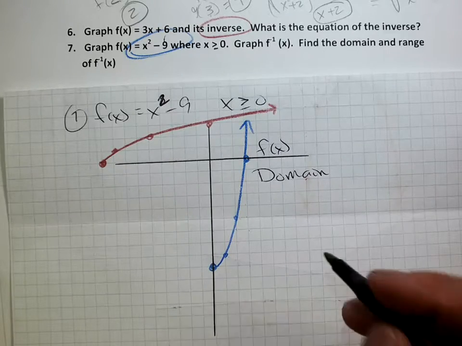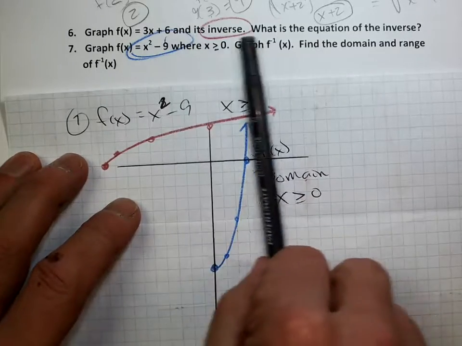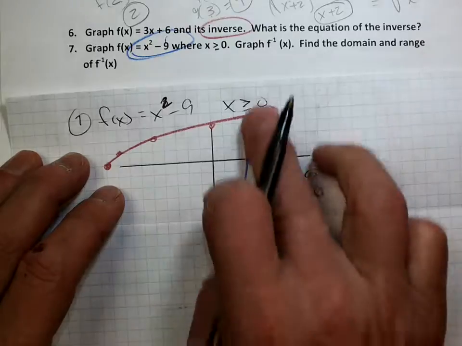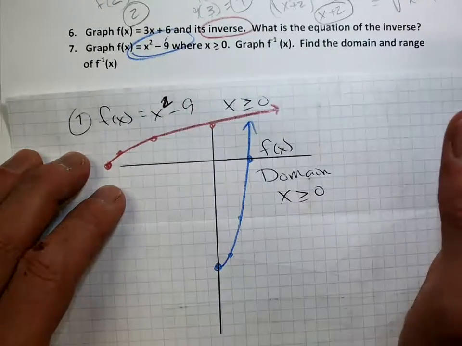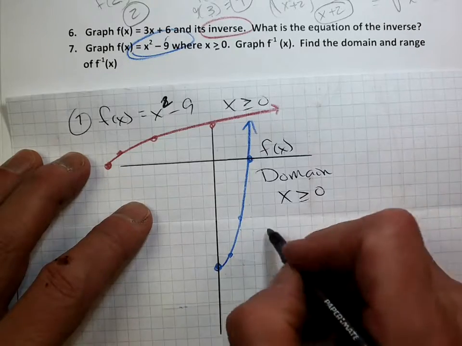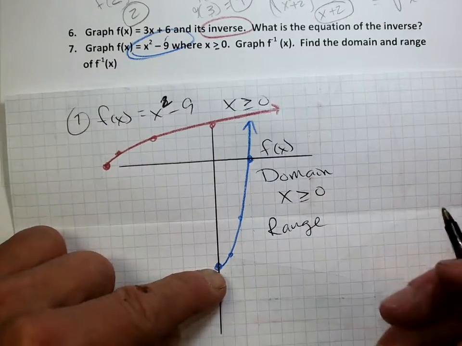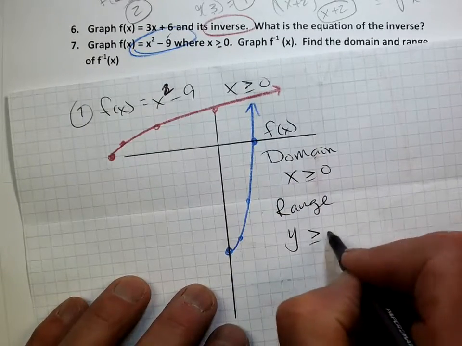The domain is simply going to be x is greater than or equal to 0, right? Starts at 0 and moves over. Don't mess with my domain, right? Even though it's going up, it's always moving over. Does that make sense? Okay. The range. Well, it starts at negative 9 and goes up, right? Starts at a height of negative 9 and goes up. So y is greater than or equal to negative 9, okay?